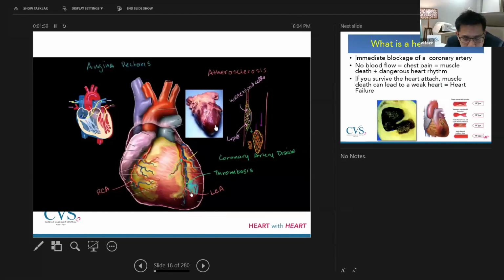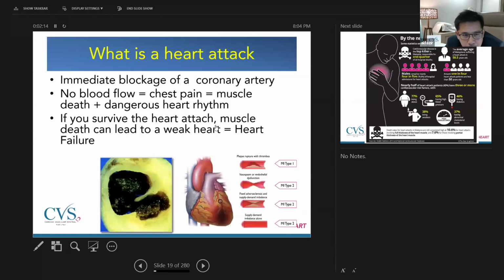The heart is really an engine that beats from the moment we are born to the day we leave this world. When we talk about blockages of arteriosclerosis, it's some form of narrowing that you have in your heart. When we talk about heart attack, there's an immediate blockage. No blood flow means chest pains, means muscle death, and sometimes you have dangerous heart rhythm. If you survive the heart attack, hopefully you have a normal heart, but if you don't, you might have a weak heart that might lead you to heart failure.